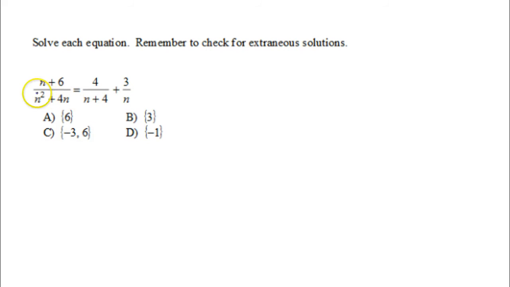Let us solve this rational equation. I'm going to solve it by making like denominators, and to do that, it would be best to factor, so I can see what I've got. So let's see, n squared plus 4n. I see a GCF of n, so I'm going to factor that out.